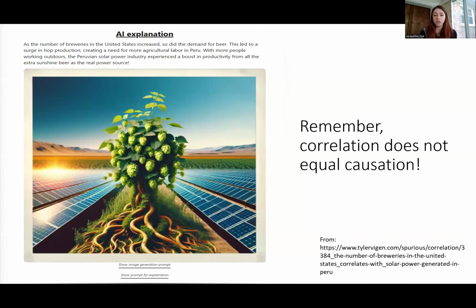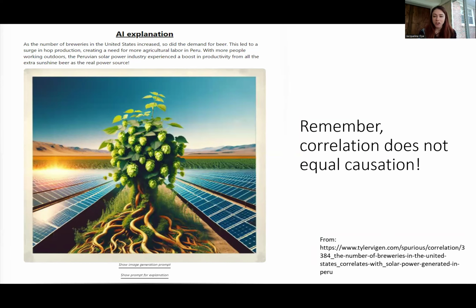So for this example, these two variables have nothing to do with each other. So plug it into AI, and this is what it comes up with. As the number of breweries in the United States increased, so did the demand for beer. This led to a surge in hop production, creating a need for more agricultural labor in Peru. With more people working outdoors, the Peruvian solar power industry experienced a boost in productivity from all of the extra sunshine. Beer as the real power source. So total baloney.